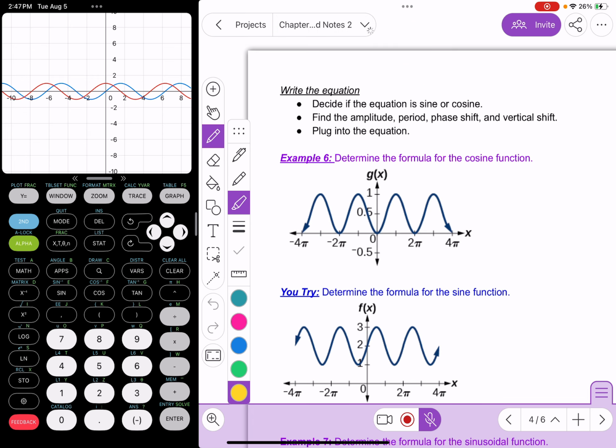Now we're going to use the graph to find the equation. First, decide if we're going to do sine or cosine. Usually what I do for that is I figure out what's on the y-axis. Technically, you could do either; either of these could be sine or cosine. But if you do what's on the y-axis, there's no phase shift. So the y-axis as your starting point means no phase shift.